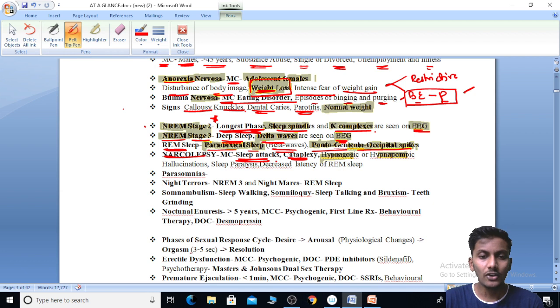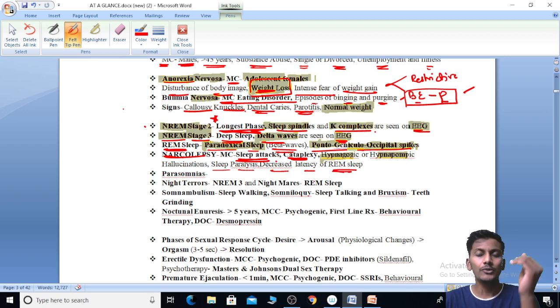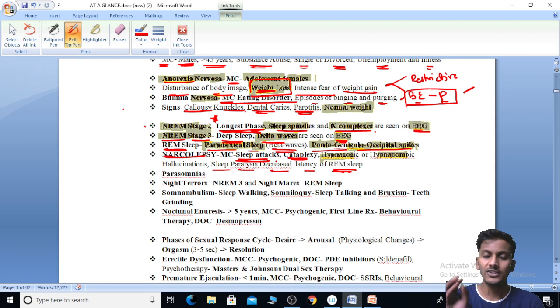Okay, next, along with that there would be sleep paralysis. Please remember the patient would not be able to move his muscles during sleep. That is what sleep paralysis is. Along with that there would be decreased latency of REM sleep, so the duration of REM sleep latency will decrease. These are all the features usually seen in cases of narcolepsy, which is a sleep disorder.